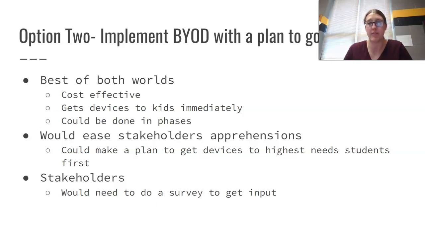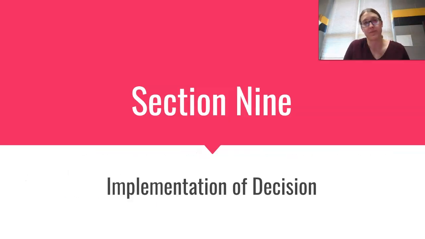You would definitely have to have a way to phase this. And then it would ease stakeholders' apprehensions. You can make a plan to get devices to your highest need students first. And we would have to do a stakeholder input survey. There's holes in this theory. I know there are. And there's inequities in this theory. You have to look at which kids get the school devices and why, which kids have to bring their home devices and why. And there are definitely holes within this plan. But as far as a cost-effective plan that also gets students access to technology quickly, this is the best one.